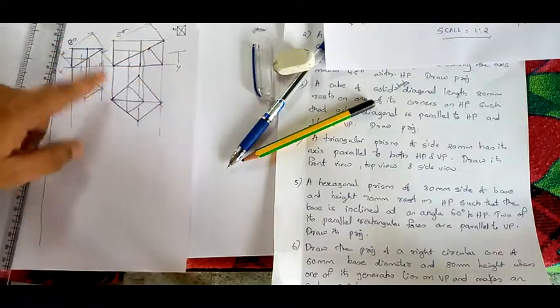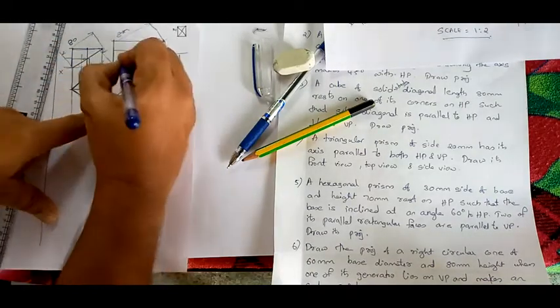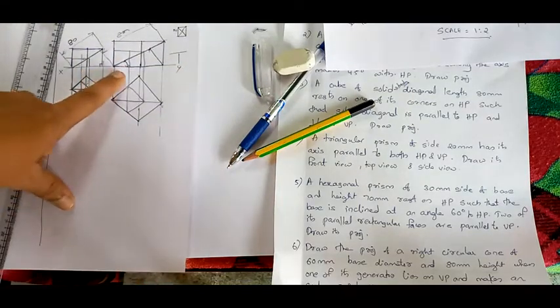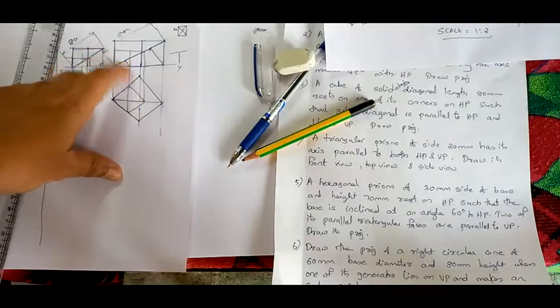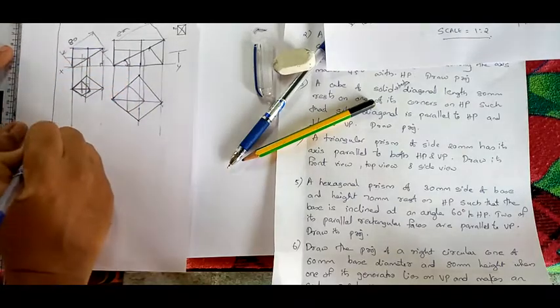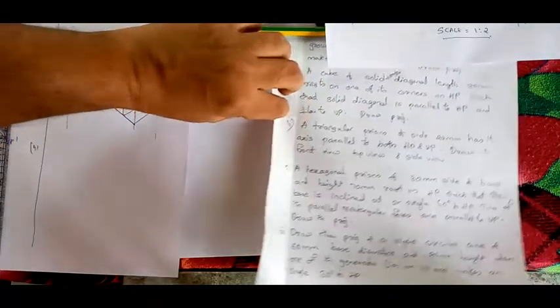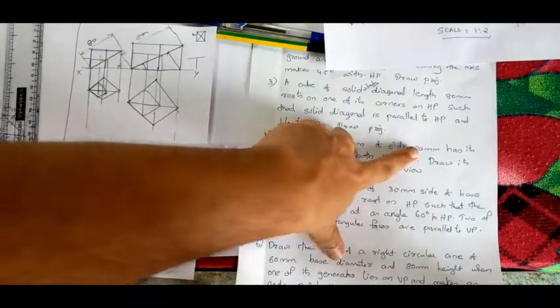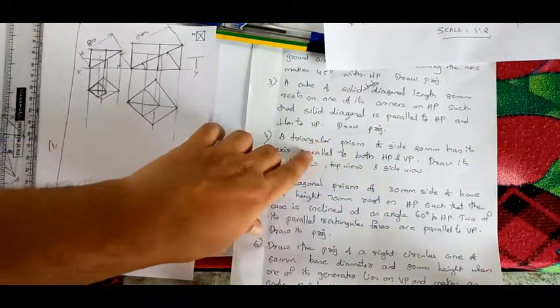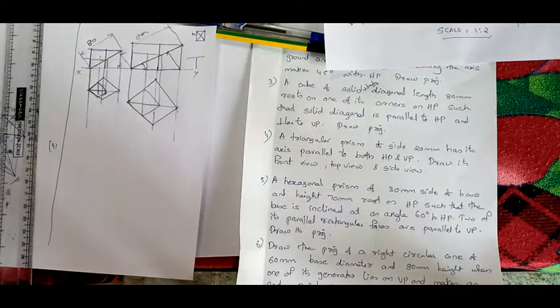So the idea behind this is the angle. Based on this angle we are drawing this figure, and that angle we are finding graphically. Now we will move to the fourth question. So the fourth question is a triangular prism of side 20 mm. This is a very important question, so kindly note that question.